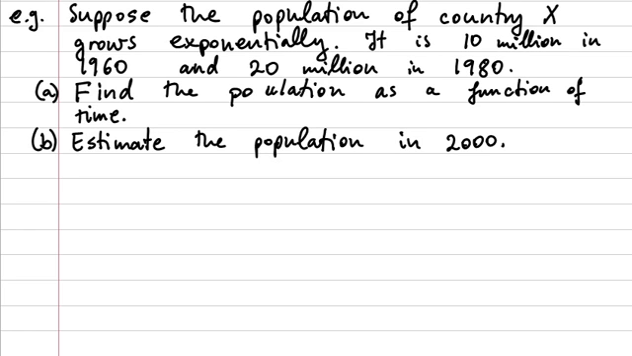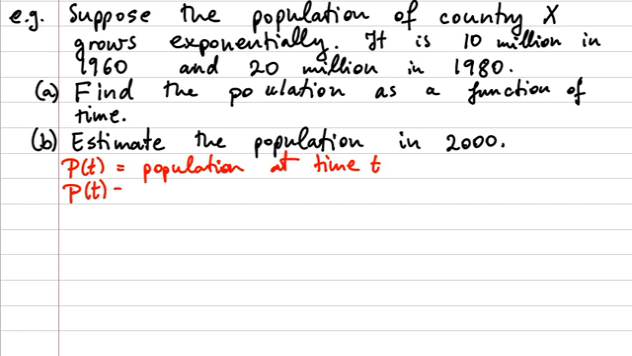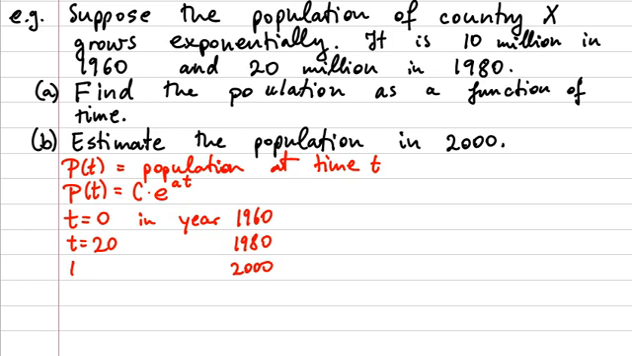Let's call P of t the population of the country at time t. We suppose in the problem that it grows exponentially, so it has this form, c e to the a times t, where t is the time in years. We will start counting time from the first measurement in 1960, so t equals 0 in year 1960, which means t equals 20 for year 1980, and year 2000 is going to be t equals 40.